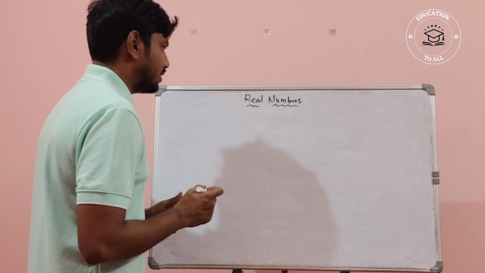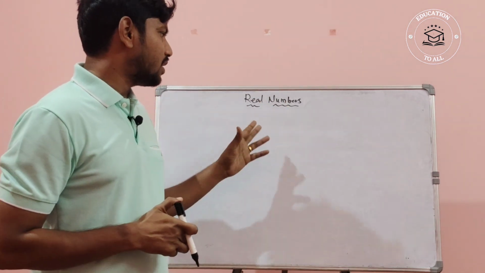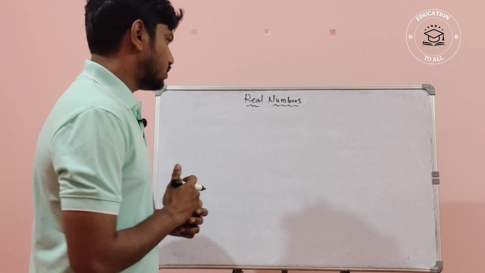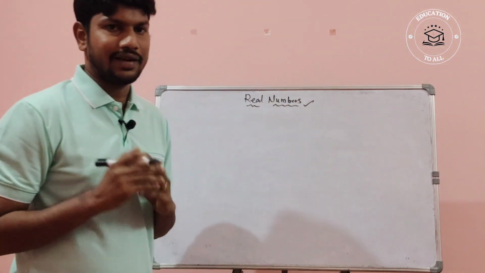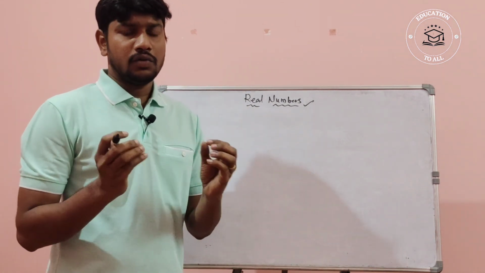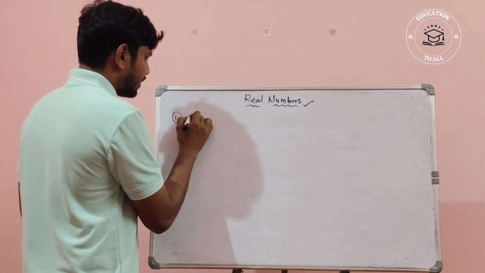Today I am going to start real numbers, which is a very important and basic topic. It's the first topic of CBSE 10th standard. So let us discuss real numbers. In real numbers, we need to know what types of numbers we have. First, we have natural numbers.